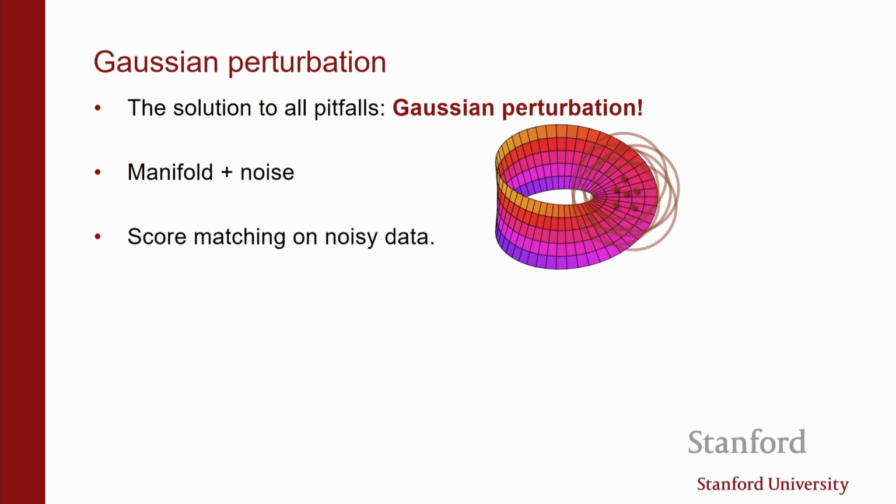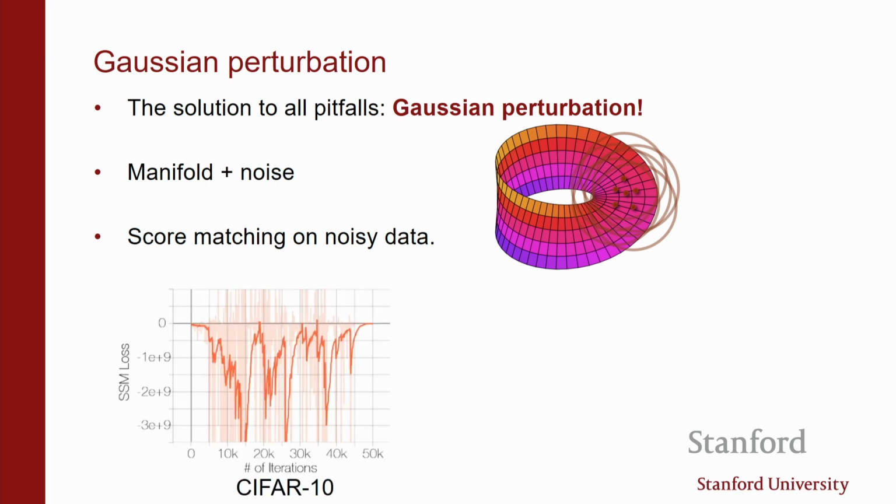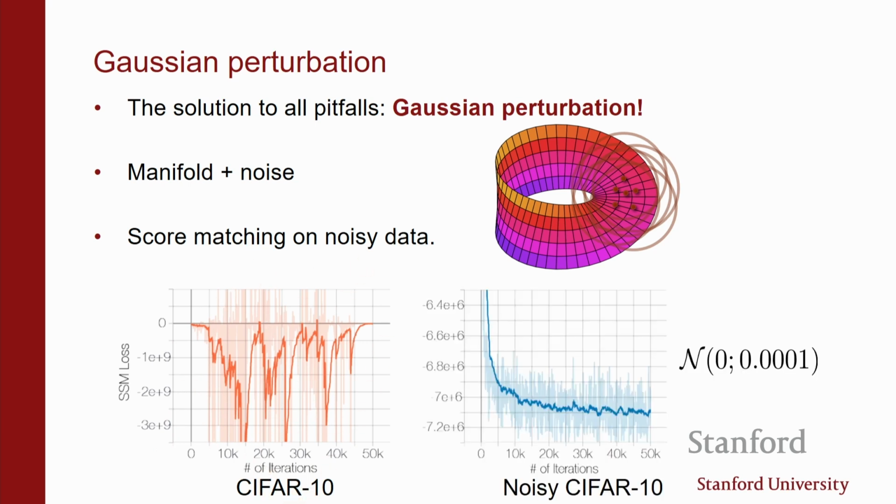Score matching on noisy data will allow us to estimate the score much more accurately. This is some empirical evidence showing that if you try to do score matching on CIFAR10 on clean images, the loss is very, very bumpy. You're not learning very well. But the moment you add a tiny little amount of noise to the data, with some tiny little standard deviation, then the loss converges much more nicely.